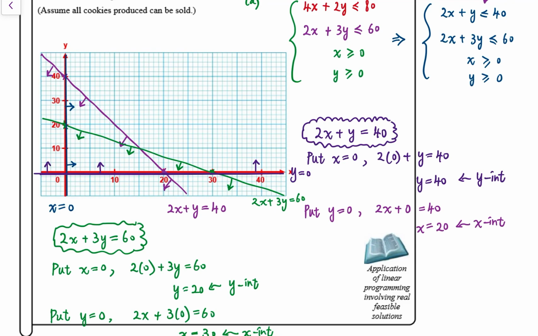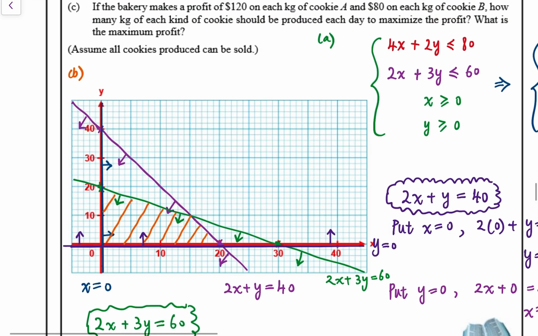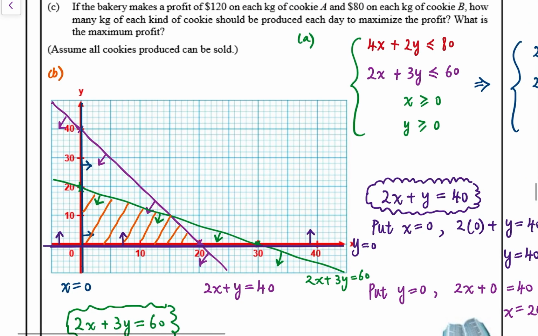So let's take a closer look at the rectangular coordinate plane. The region that satisfies the constraints would be shaded in orange. Then part C, if the bakery makes a profit of $120 on each kilo of cookie A and $80 on each kilo of cookie B. How many kilo of each kind of cookie should be produced each day to maximize the profit?